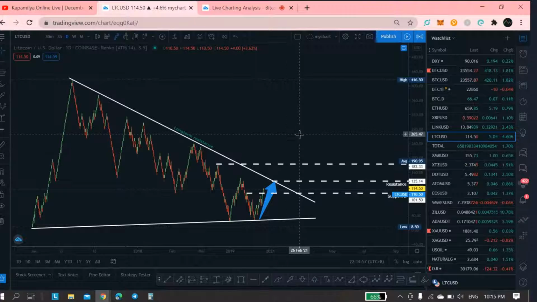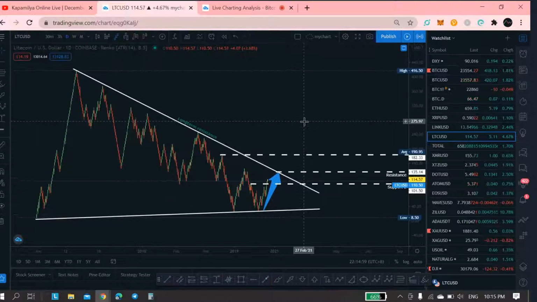So I think that's it for LTC. So what else? Oh, yeah, 59. Yeah, because I have a current long in XRP. Actually, I was watching it. Even in LTC, I also have a long position.